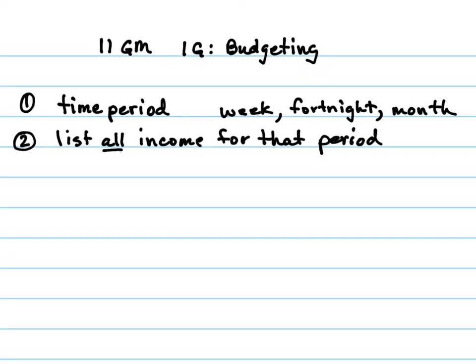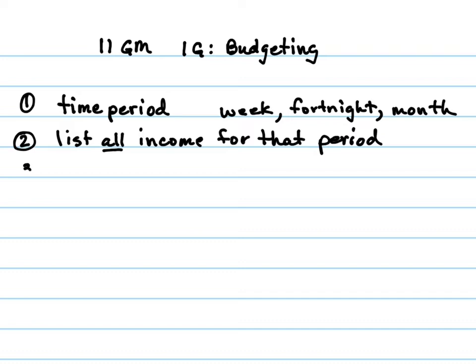Now, income doesn't just mean salary. You could also be getting income from investments. You might have a part-time job. You might be getting an allowance. So there might be other monies that come in that you should list here. Make sure that you're listing every possible source of income for that period.